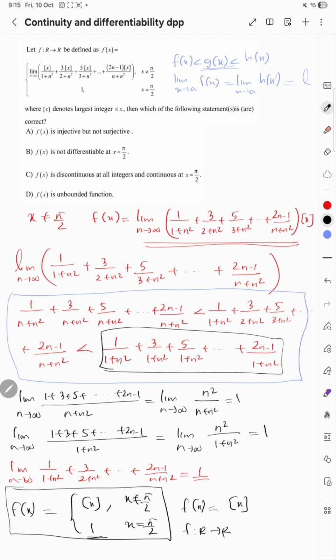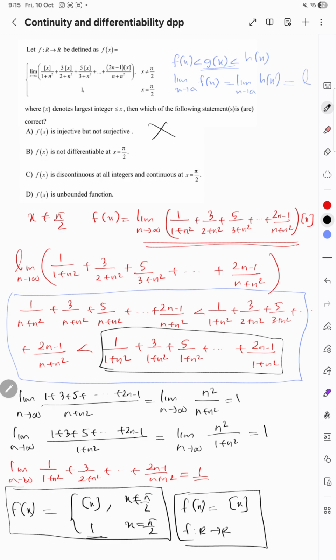f from R to R, f(x) is step x. Is it injective? No. Why? f(1) is step 1, which is 1. f(1.1) is also 1. f(1.2) is also 1. So this is not an injective function. Injective means one-one function. It is not one-one. So option A is wrong.